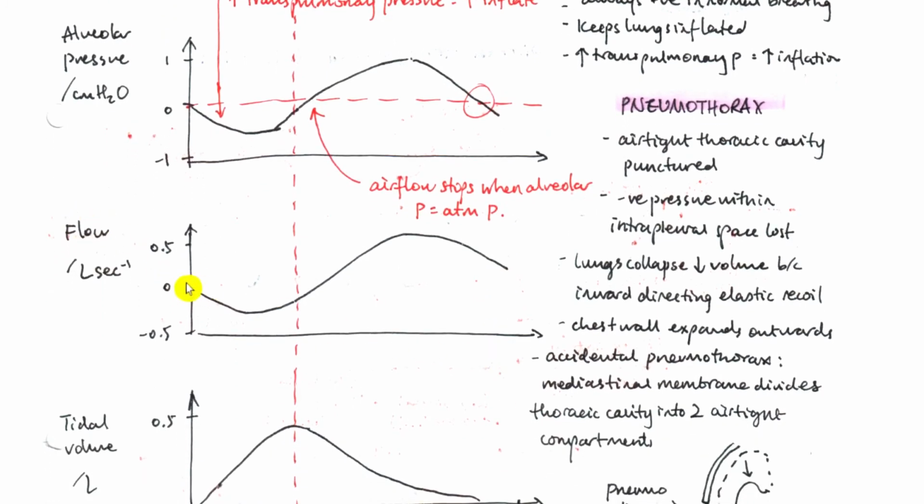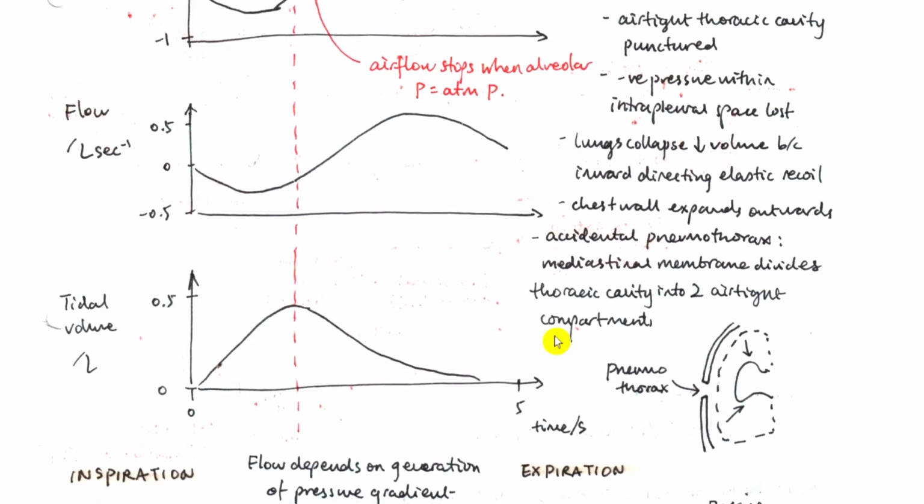Let's look at flow rate. So negative flow in this case just means the air coming into the lungs. So obviously the air will come in as we inspire and then it will go out as we expire. And then tidal volume. Normal tidal volume, maximum tidal volume is about 0.5 litres. So as we inspire, tidal volume increases, and then as we expire, tidal volume decreases.